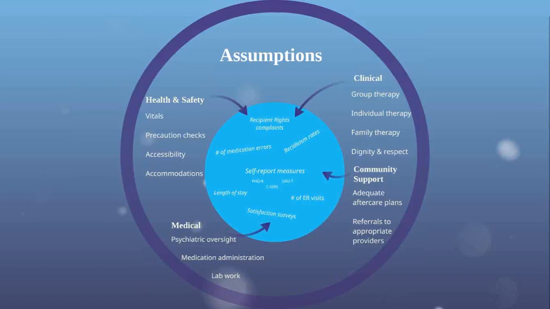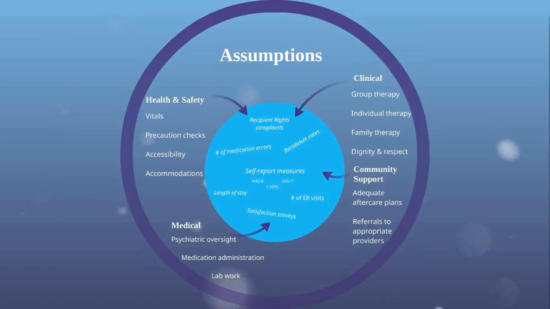And then lastly is community support, so making sure that their aftercare plans are adequate, having discharge appointments with a therapist within 7 days, with a psychiatrist within 30 days, and getting referrals to the appropriate providers. So maybe they need more than just therapy and psychiatry. Maybe they need a group, maybe they need to go to a support group, maybe they need to go to a peer-run program. Those are just more of the assumptions we have on the quality of care. Now, many of these assumptions can be tracked using data.